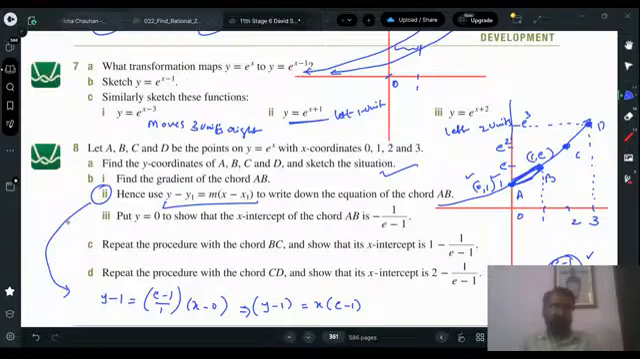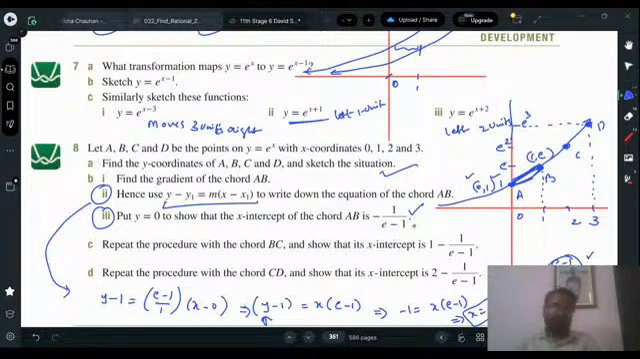What is the second function? Put y equals 0 to show the x-intercept. The x-intercept is this. So when y equals 0, what happens? Minus 1 equals x into e minus 1. This implies x equals minus 1 by e minus 1.